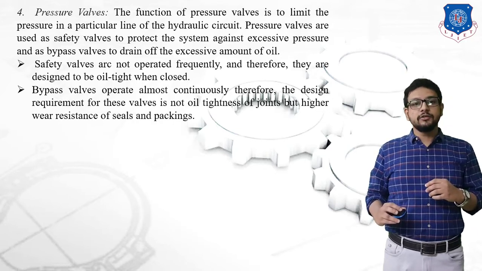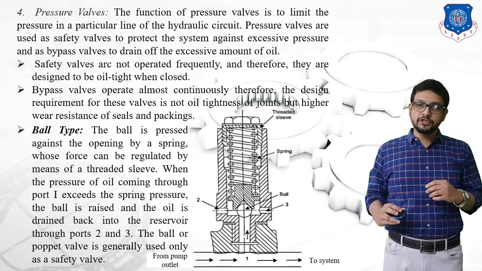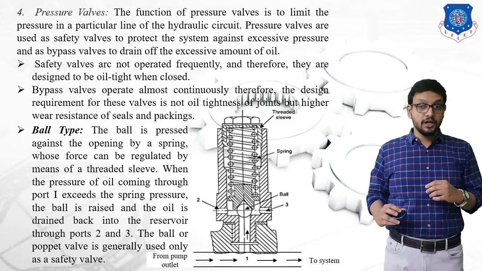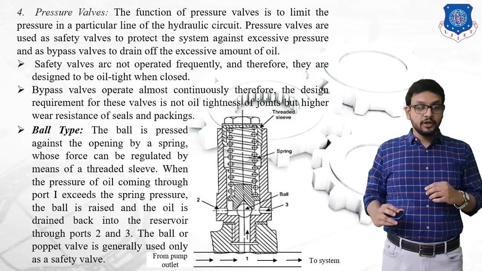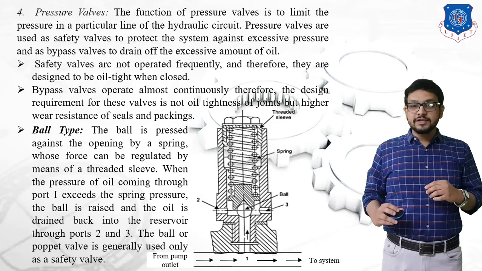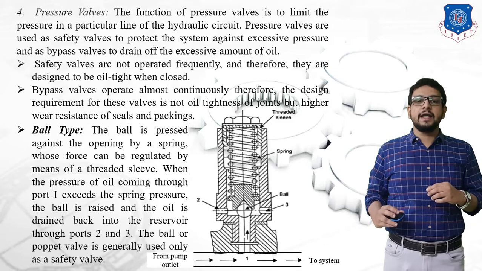So let us see the first type of pressure valve. There are two types, that is a ball type pressure valve and a spool type pressure valve. As you can see on your screen, the diagram for the ball type pressure valve is shown. Now in this diagram, let us understand the construction. You can see the body of a valve is shown and the bottom portion of the valve is connected to the line. Through this line oil is going to flow.